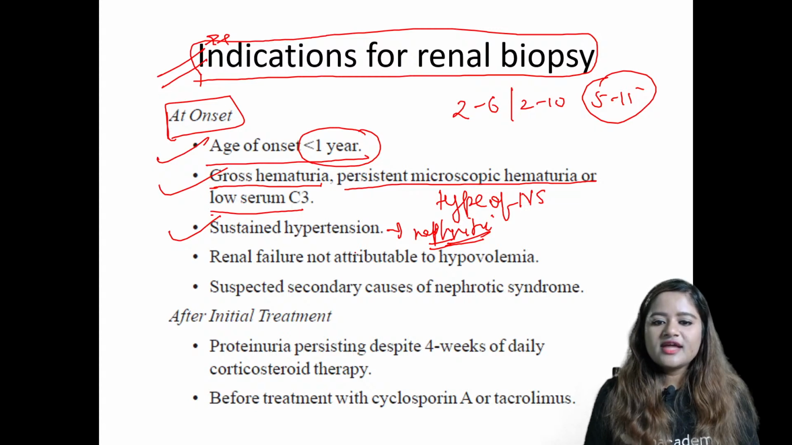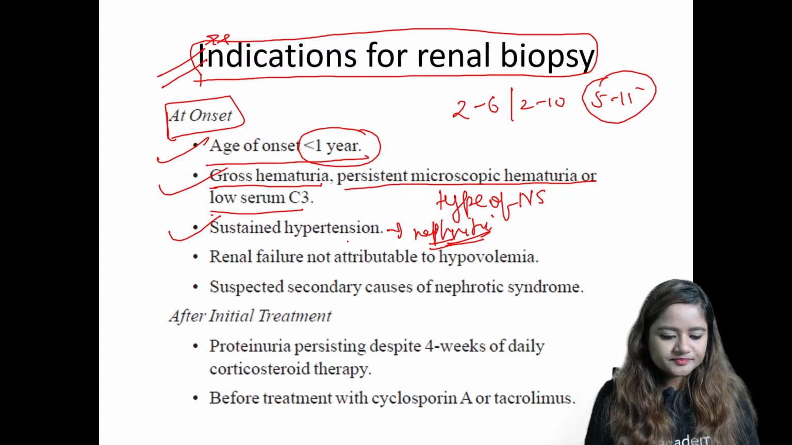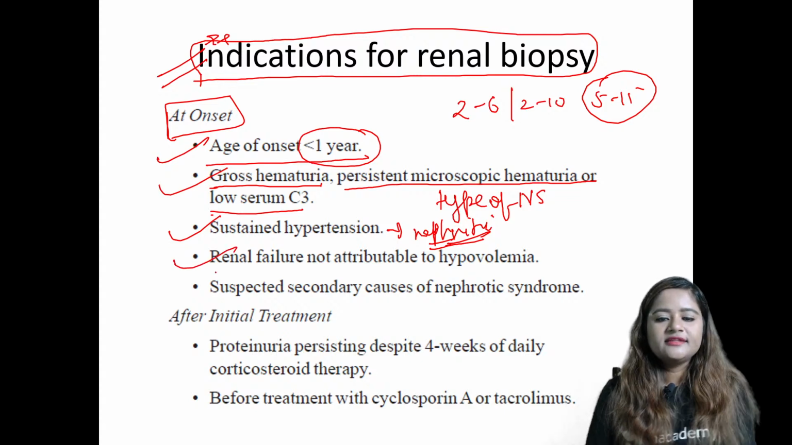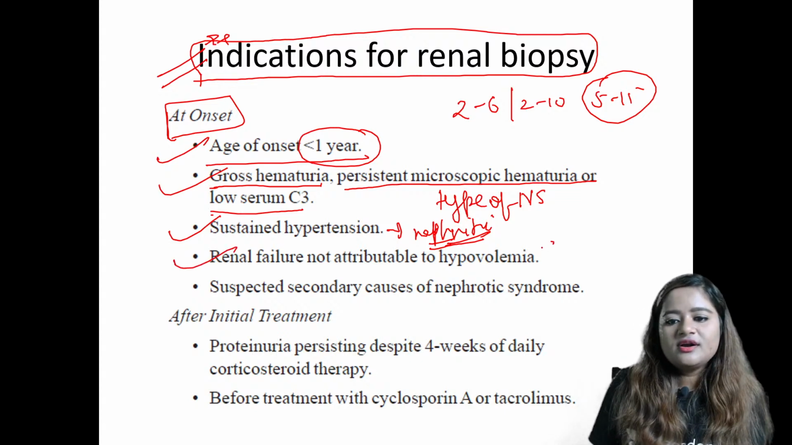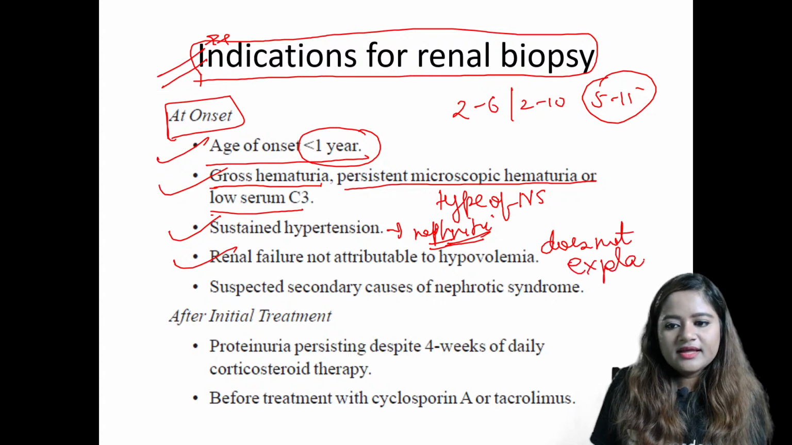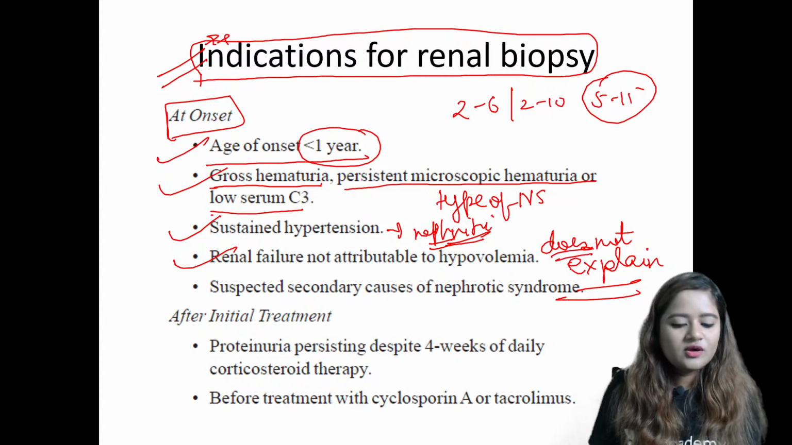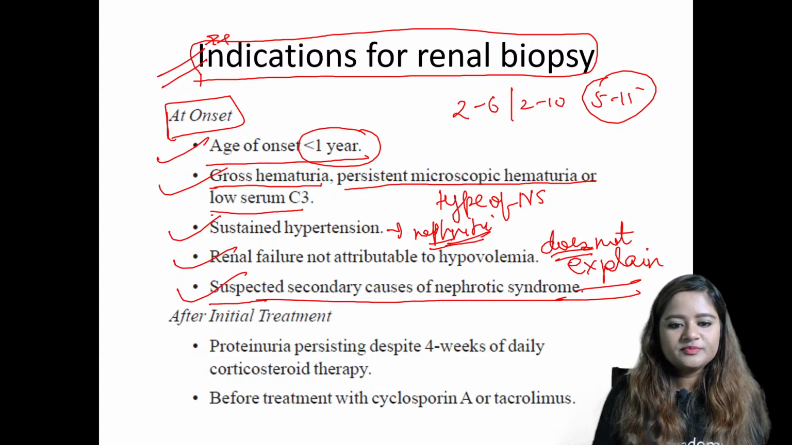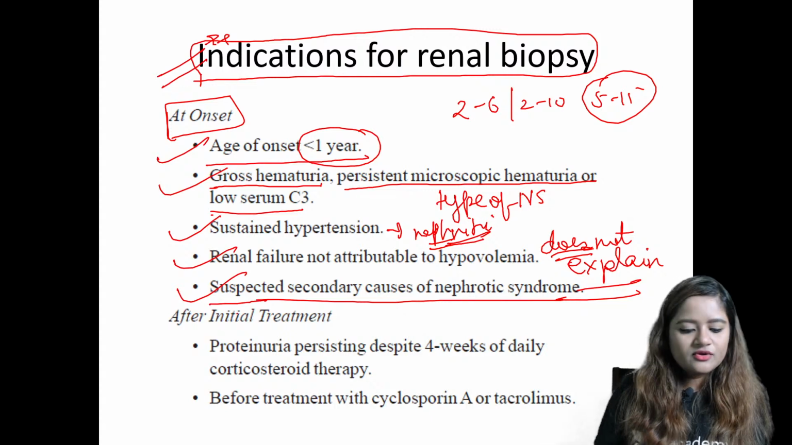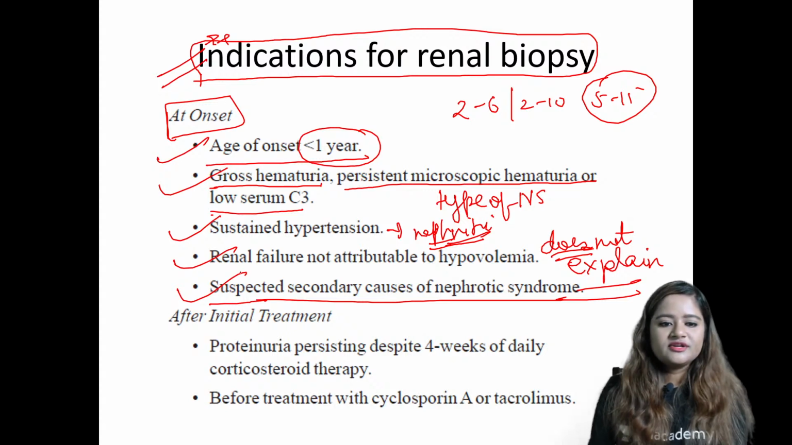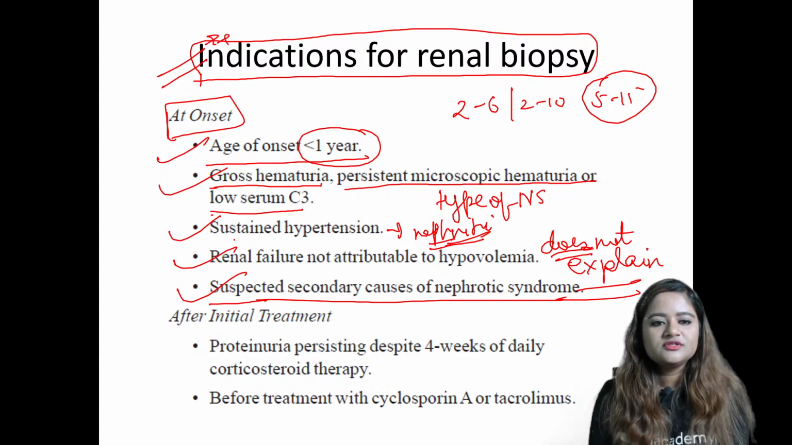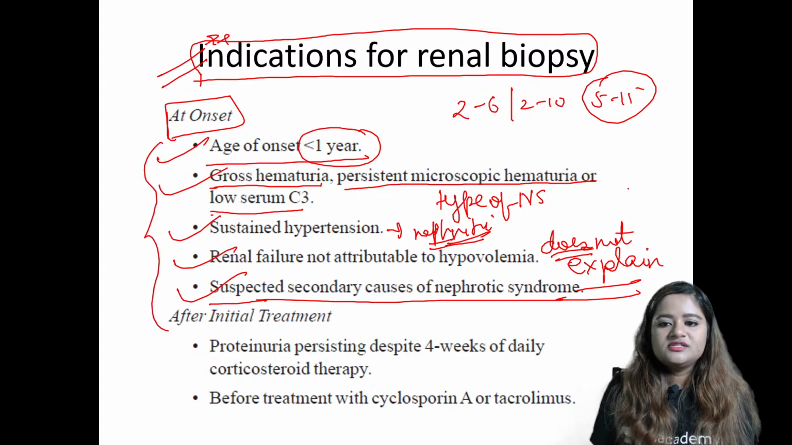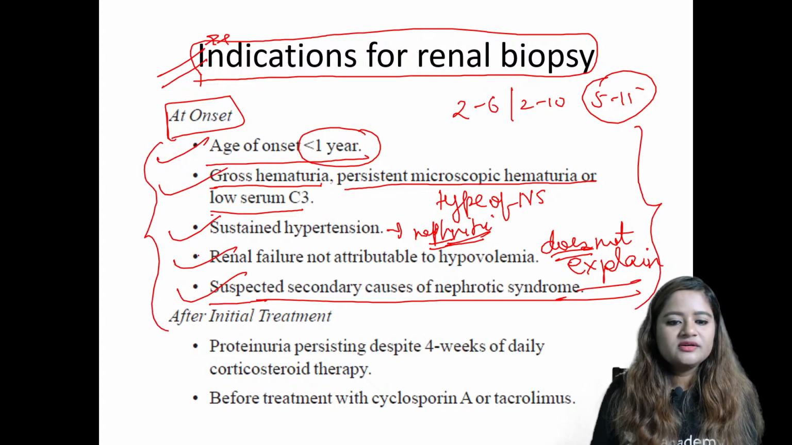If renal failure is not attributable to hypovolemia, so if the amount of volume loss and the underfill theory that we have studied does not explain the clinical presentation, and the child has renal failure, then we need to do a biopsy to confirm a diagnosis. If there is a suspected secondary cause of nephrotic syndrome, obviously if you don't find that it is idiopathic and you suspect that a secondary cause could have led to this damage and there is nephrotic syndrome, then again to confirm your diagnosis, you have to do the renal biopsy. So these are all the classical indications for doing a renal biopsy.